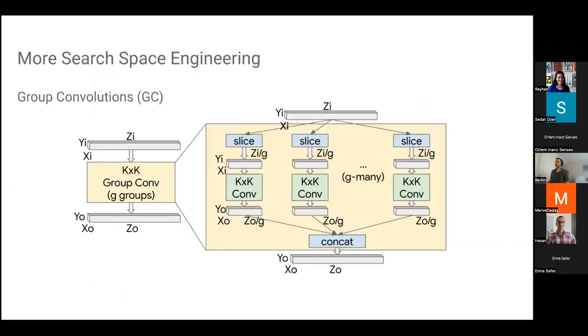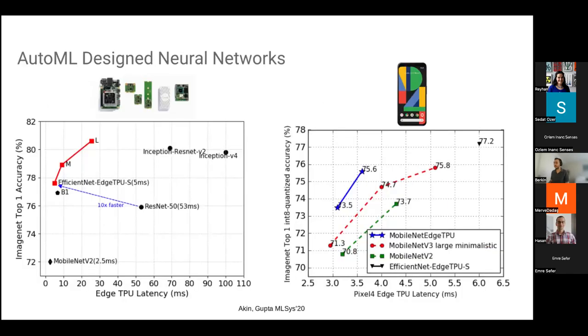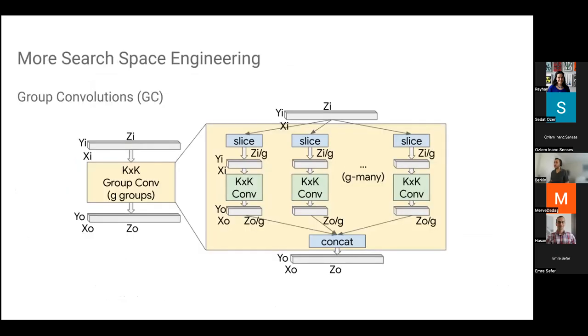So, more search space engineering. This was an effort from, I would say, 2 years ago, maybe 3 years. So we followed up this work to even improve our search space. The question that we are trying to answer is how can we have a richer search space that can have even higher utilization and improve the neural networks even better. And for that purpose, we introduce group convolutions into our search space.